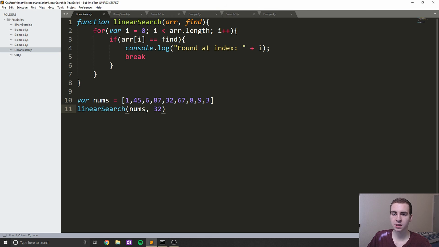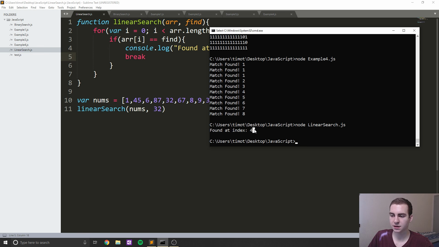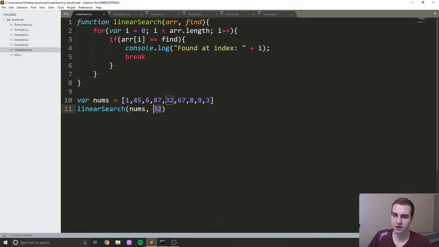So what this does, it has a for loop, and we loop through the array, and if we find it, we'll log that index. Let's just first run this. You can see I've been testing them here. I'll just call this one linear search. Okay, and you can see found at index 4. So essentially it found 32 at index 4, which is the correct index for 32.